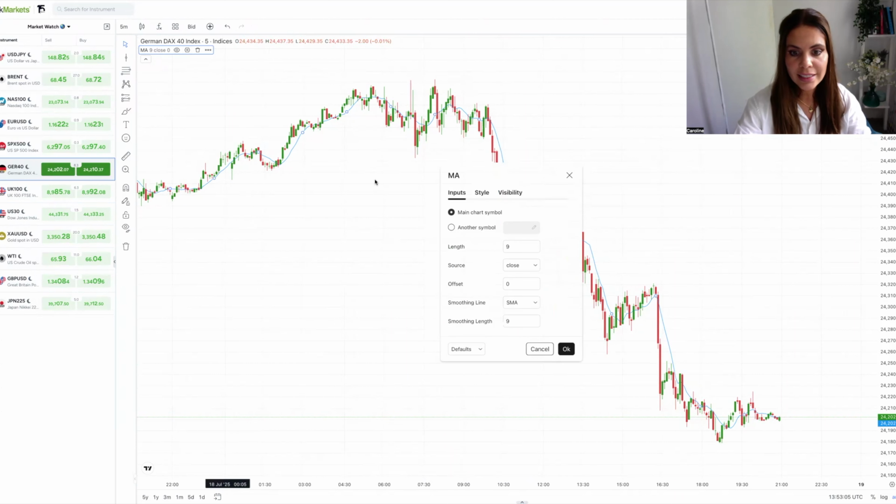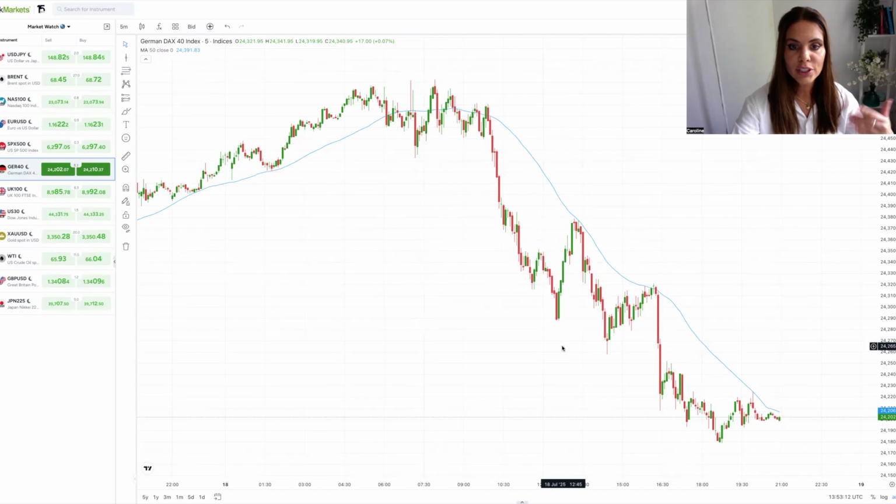If you go into the settings, you can adjust the length because 9 is actually quite small. Let's look at 50. 50 will show us the average closing price of the last 50 candles. Can you see how it's a little bit further away because it's looking at more candles?